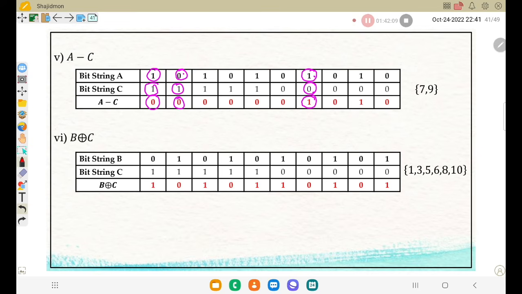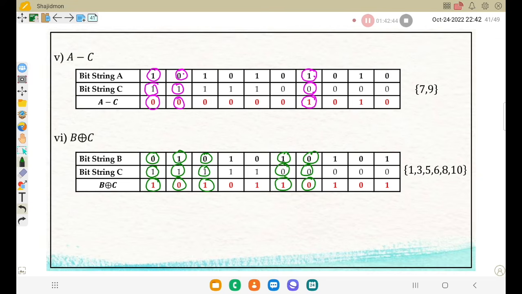A symmetric difference C. Okay. What it will come, see, at least one number 1. For example, here or here, 0, 1, 1. Okay. At least one number. See, 0, 1. It is 1. Okay. 1, 0. Also 1. Okay. Other case it will be 0. For example, 1, 1. Both 1 means answer 0. Both 0 means answer is 0. That is the meaning of symmetric difference operation.